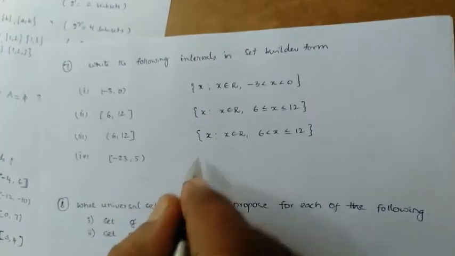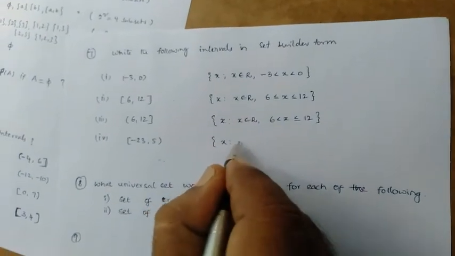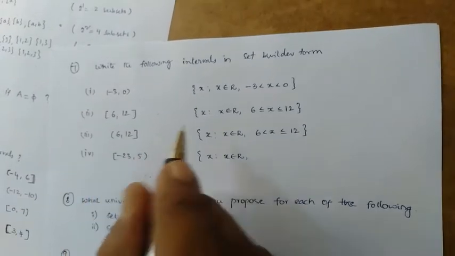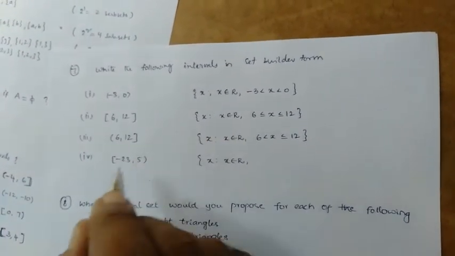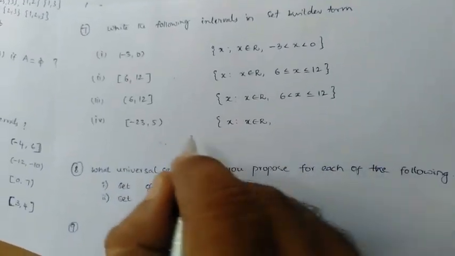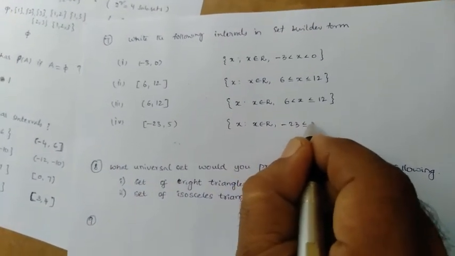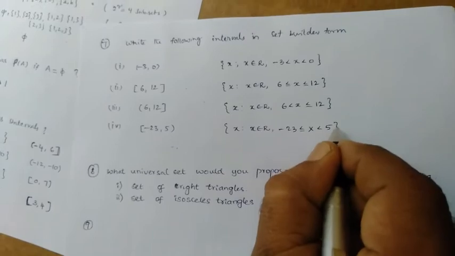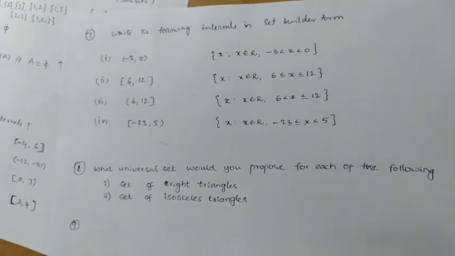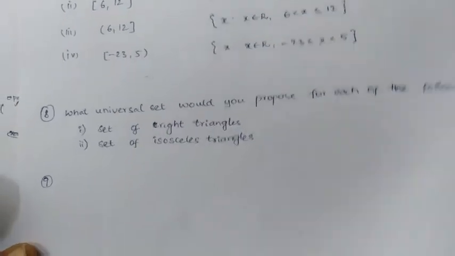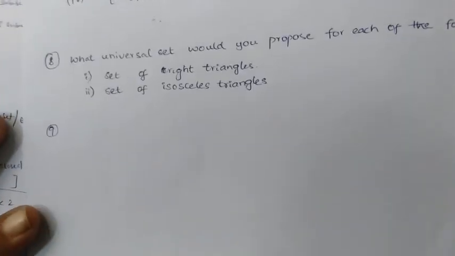And in the last example, x such that x belongs to R, the real number system. It includes negative values, positive values, 0, everything. Real values. -23 less than or equal to x less than 5. That is the equivalent set builder form. Right. I think all of you are following. So next question, the last before this.